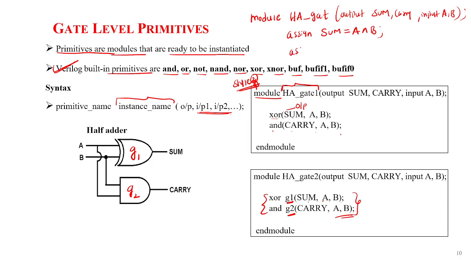Next I will use assign carry. What is my carry? Carry equal to A AND B. These are bit level operators, bit level XOR and bit level AND, and end module. So this is my data flow module. Here I will write data flow modeling for the simple half adder.